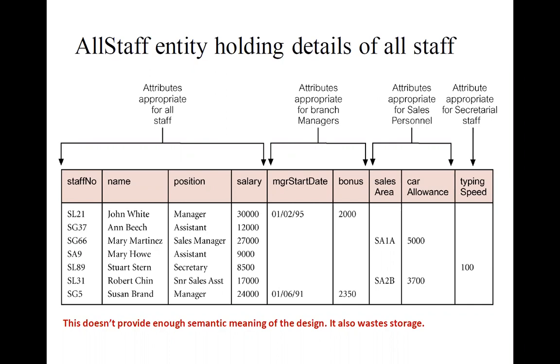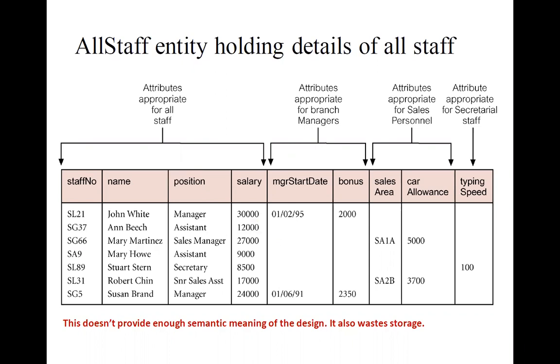And with this design, it tries to be all inclusive. So we have all possible attributes that we will ever need for any type of employees. So you look at the attributes. We have some common attributes, attributes which are common to all types of employees, such as staff number, right? Name, position, and the salary. We also have attributes which are unique to each type of employees.